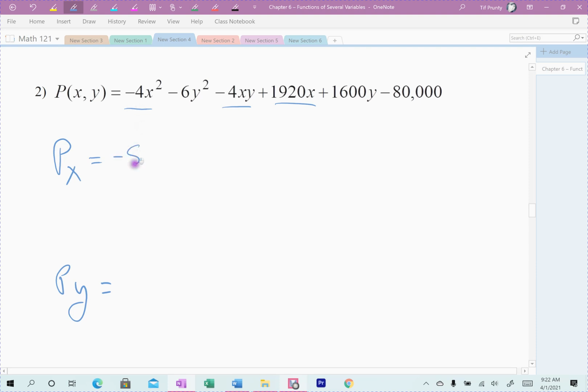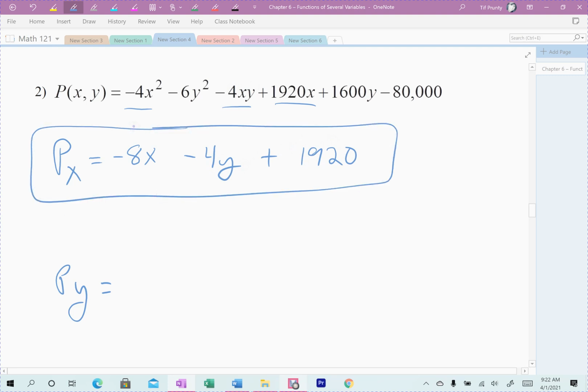So I get a negative x to the first. And remember, this is that mixed variable, you're always going to get the same thing. The 4 and the y come along, the derivative of x is 1. So it's negative 4y. And then the derivative of 1920x is 1920, and so there's the derivative with respect to x.